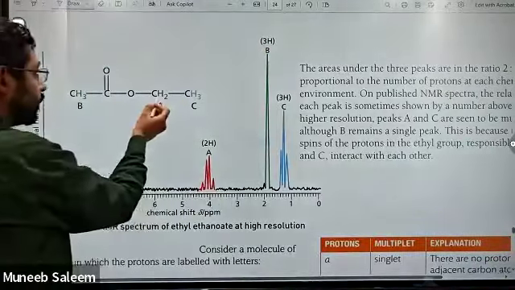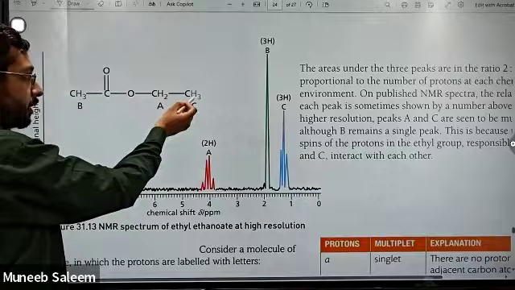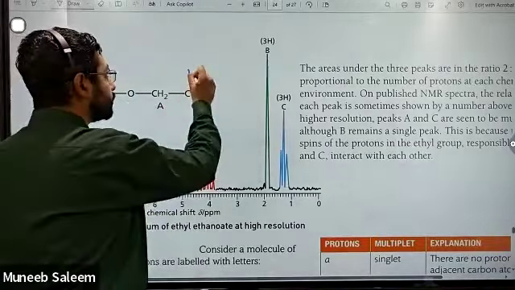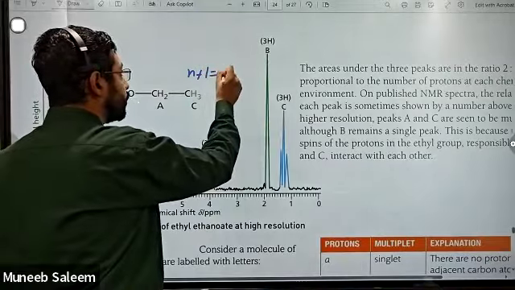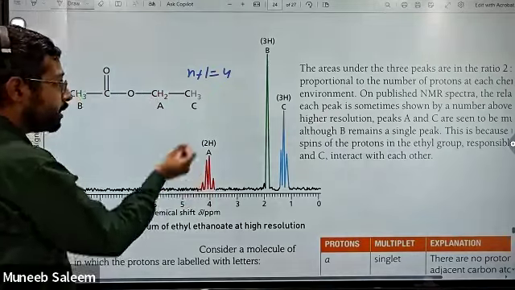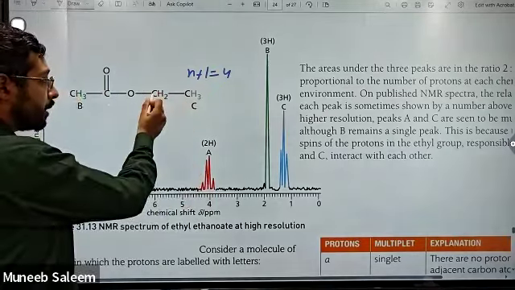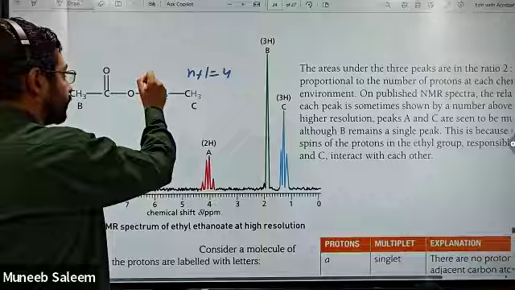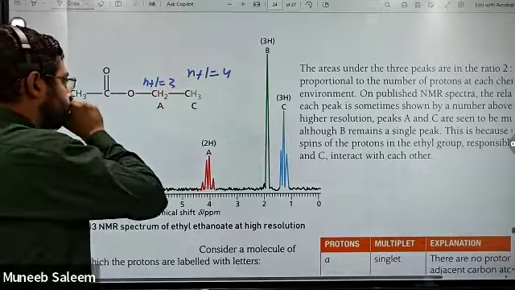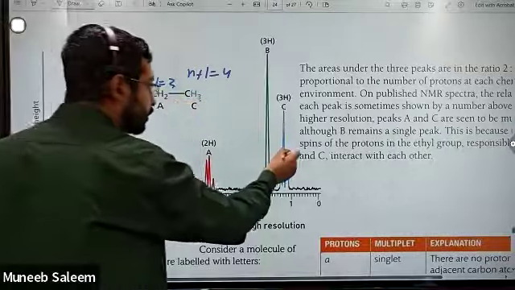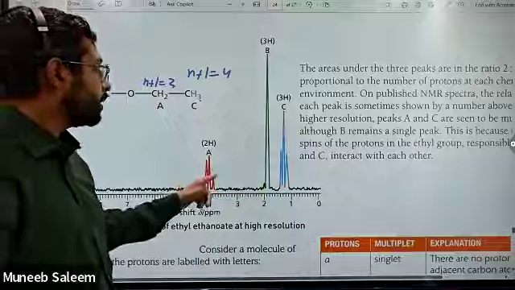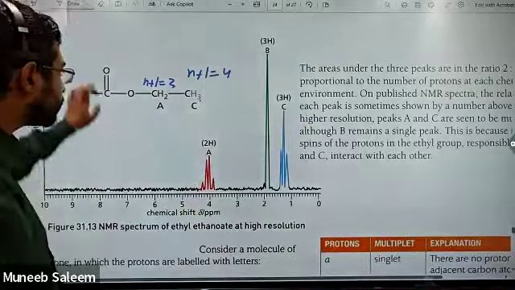So this is B. The red one must be influenced by these 3 hydrogen atoms. So 3 means n plus 1 will give you 4 over here. So the red ones must be converted into quartet, and the blue ones must be converted by the hydrogen atoms, and they will produce n plus 1 is equal to 3. So the blue ones are converted into triplet. So we have triplet over here, quartet over here, and singlet for this hydrogen atom.